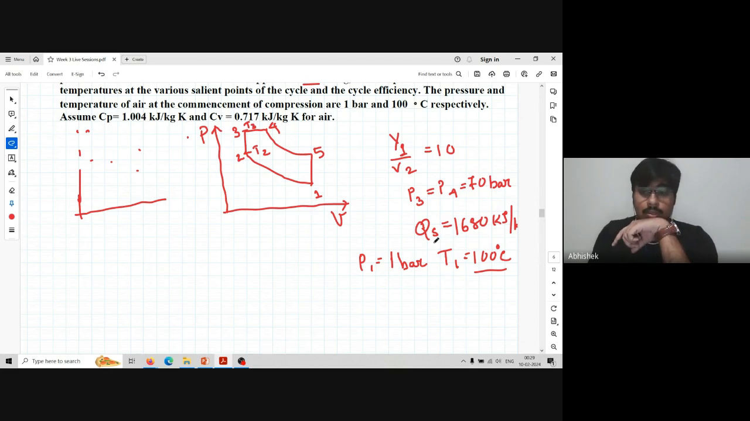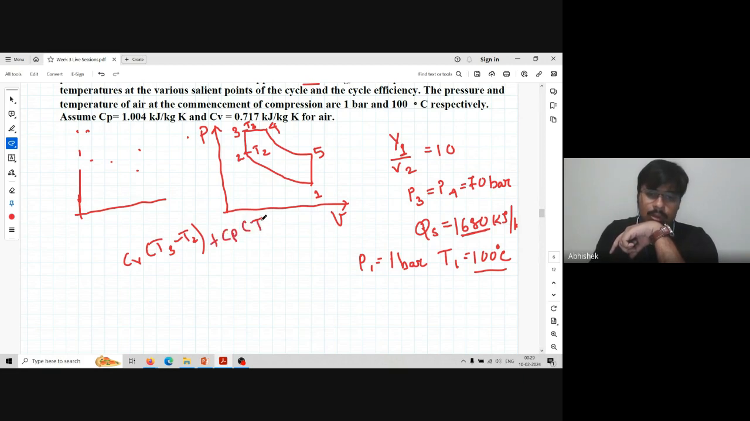Okay, because QS is given, 1680. What is QS? QS is Cv into T3 minus T2 plus Cp into T4 minus T3. This is equal to 1680. See, maximum pressure. So we have P3. P3 is equal to how much? 70 bar.